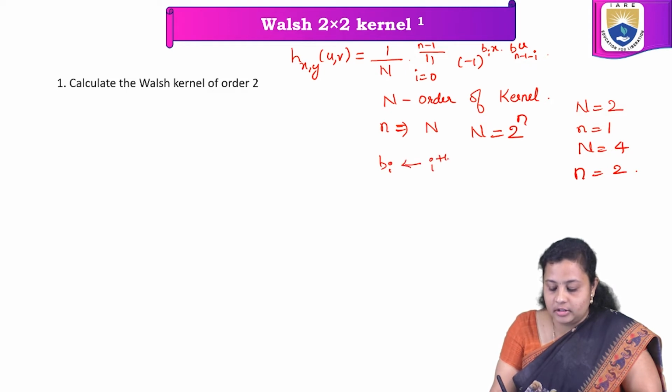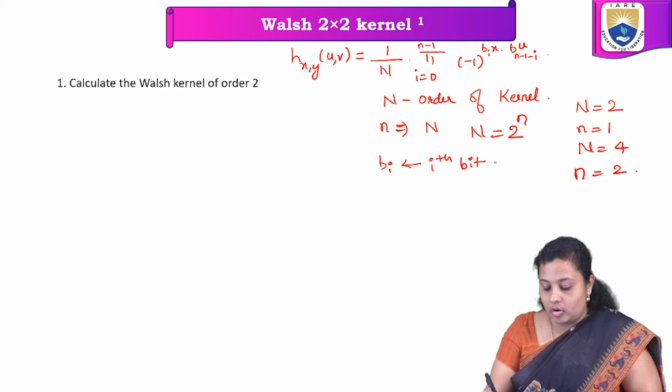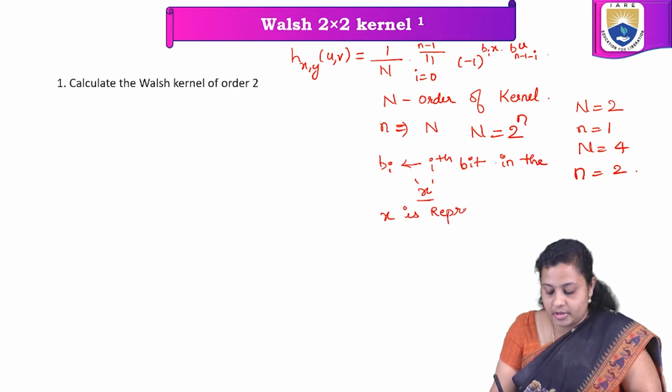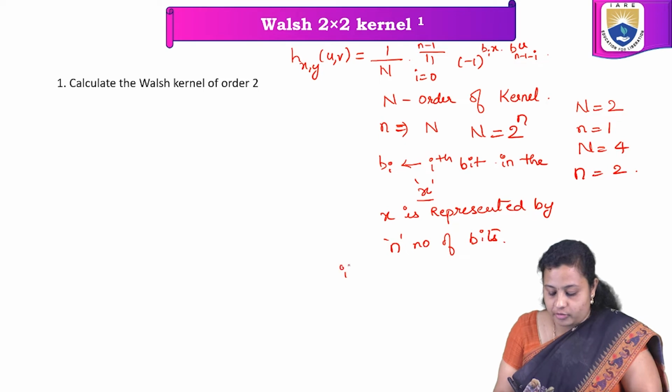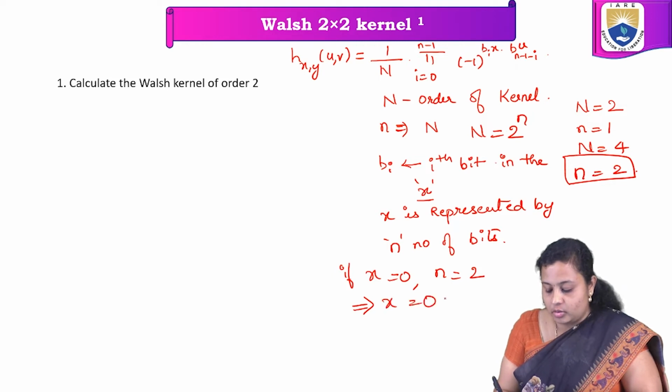So what is bi? bi is the ith bit in the binary representation of x. Now how is x represented? x is represented by n number of bits. Say if x is equal to 0 and n is equal to 2, like in this condition, then x is represented as 0, 0.